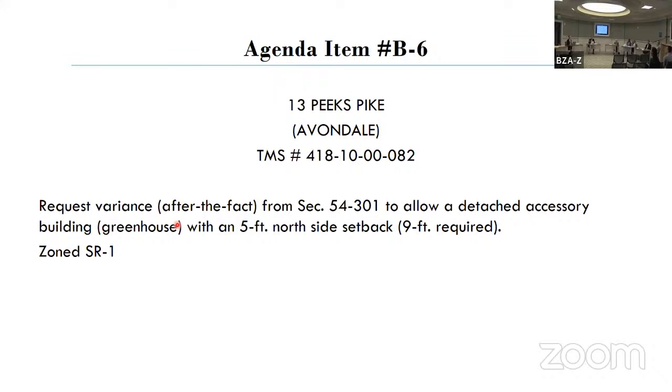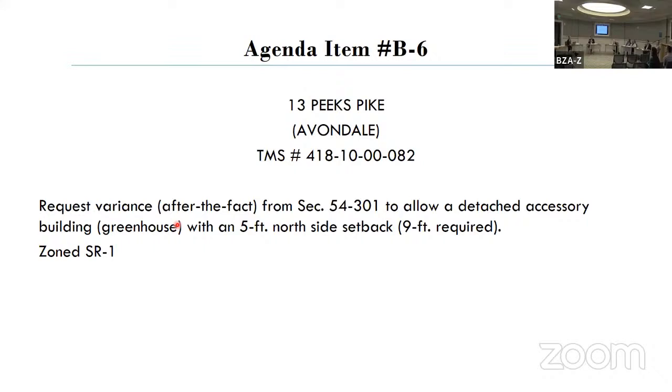Final application this evening is B6, 13 Peaks Pike, Avondale, TMS 418-10-00-82, application number 2205-03-B6. Request variance after the fact from section 54-301 to allow a detached accessory building greenhouse with an 8-foot north side setback, 9 feet required. Owner zoned SR1. Owner Eric Cook. Applicant Joel Lambinas. Mr. Batchelor.